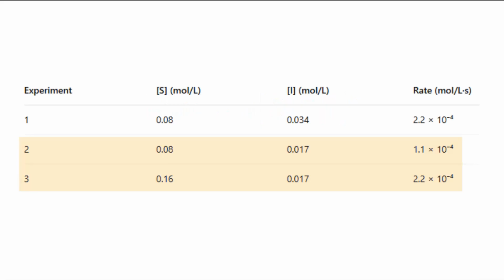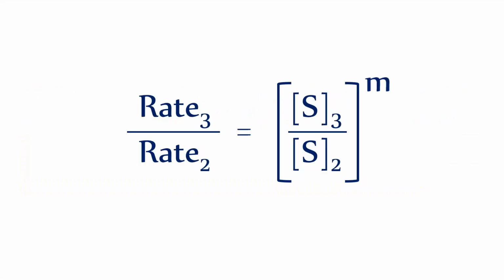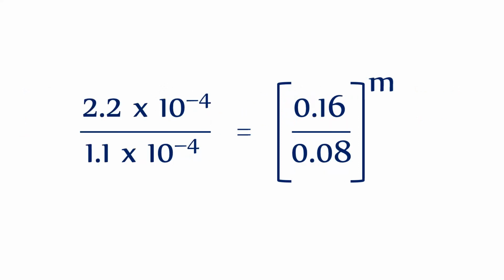The concentration of S doubles from 0.08 to 0.16 molar, and the rate also doubles from 1.1 by 10 to the minus 4 to 2.2 by 10 to the minus 4. So we write our comparison now. Rate 3 over rate 2 equals the concentration of S3 over the concentration of S2. That's all raised to the power of M. We plug in our numbers. 2.2 by 10 to the minus 4 over 1.1 by 10 to the minus 4 is equal to 0.16 divided by 0.08, and remember that's all raised to the power of M.